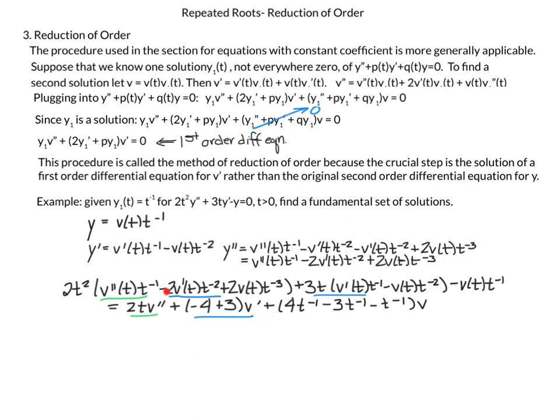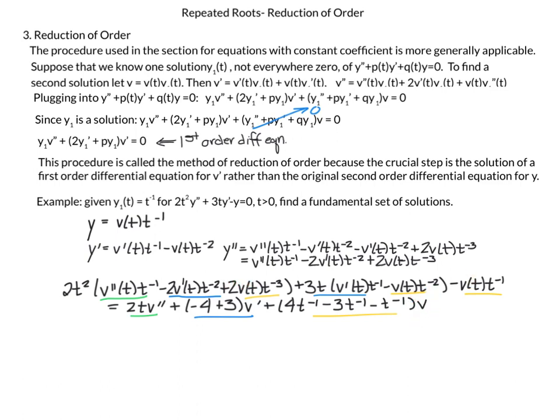Here I have my minus 2 times t to the negative 2, but I'm going to multiply that times 2t squared, and that's going to leave me with minus 4. I also have a v prime here, so I have a 3 times t to the negative 1. That will just leave me 3 times v prime. And then at the very end, I am going to look for the terms that are multiplied by v.